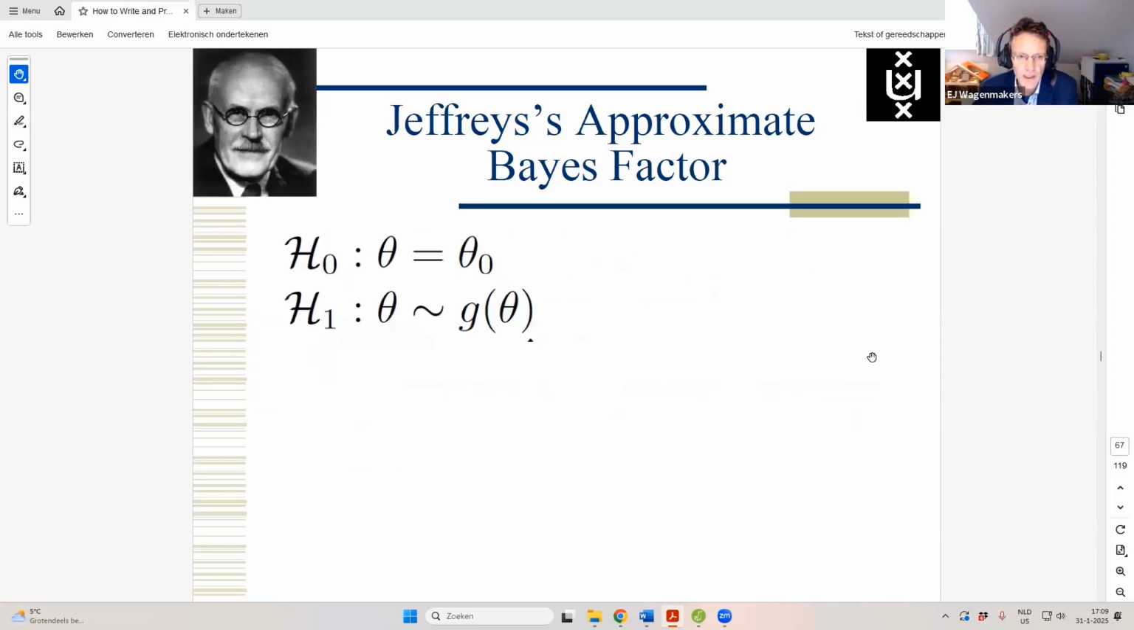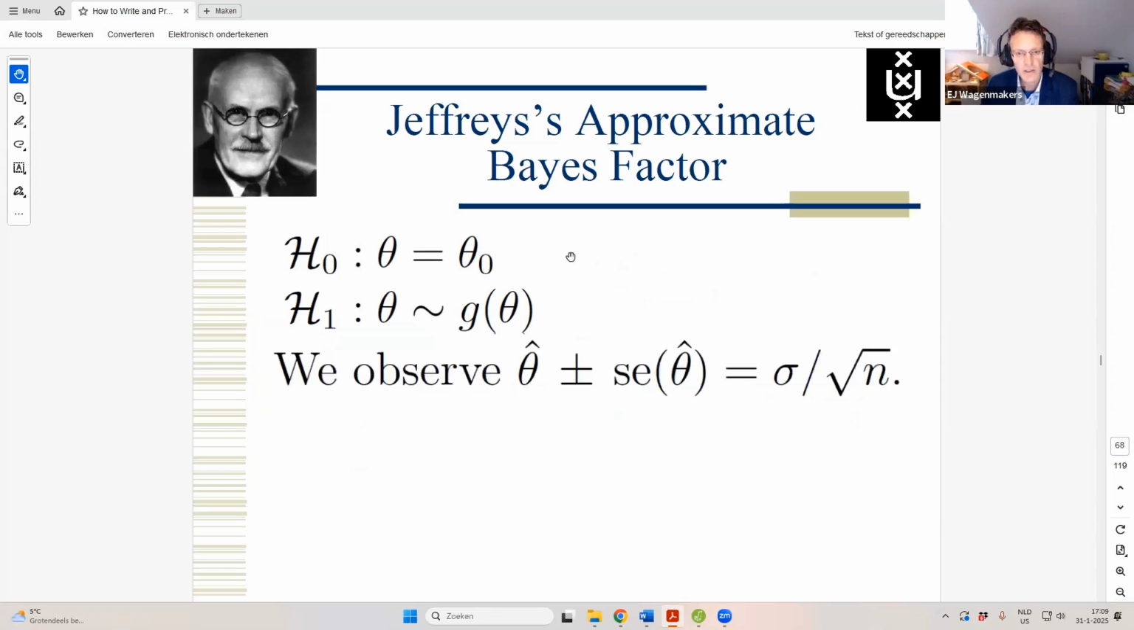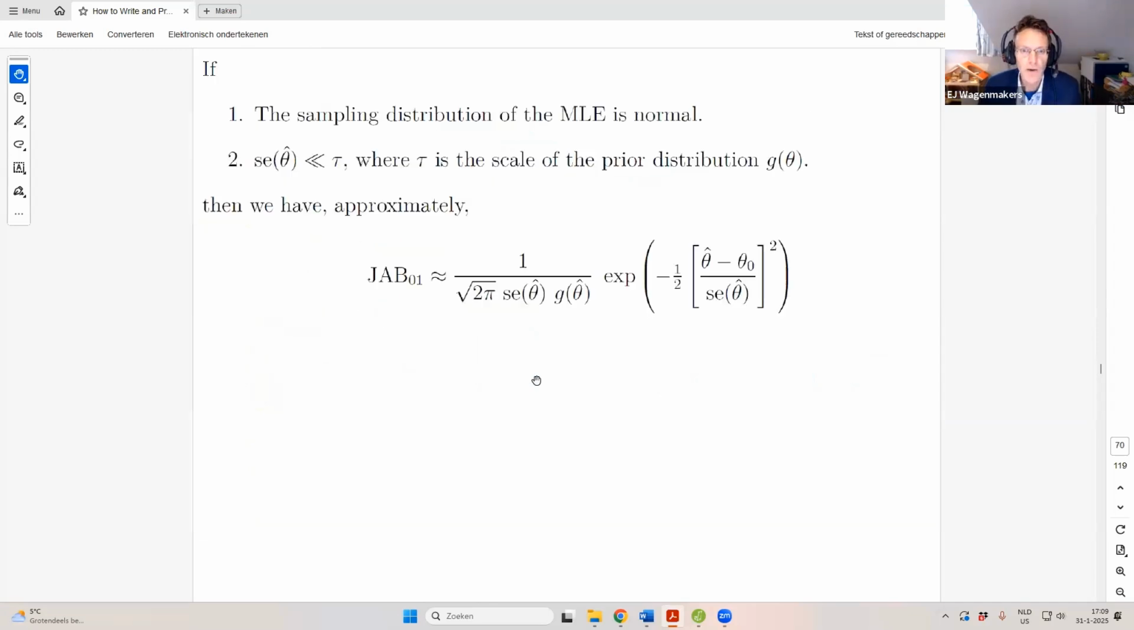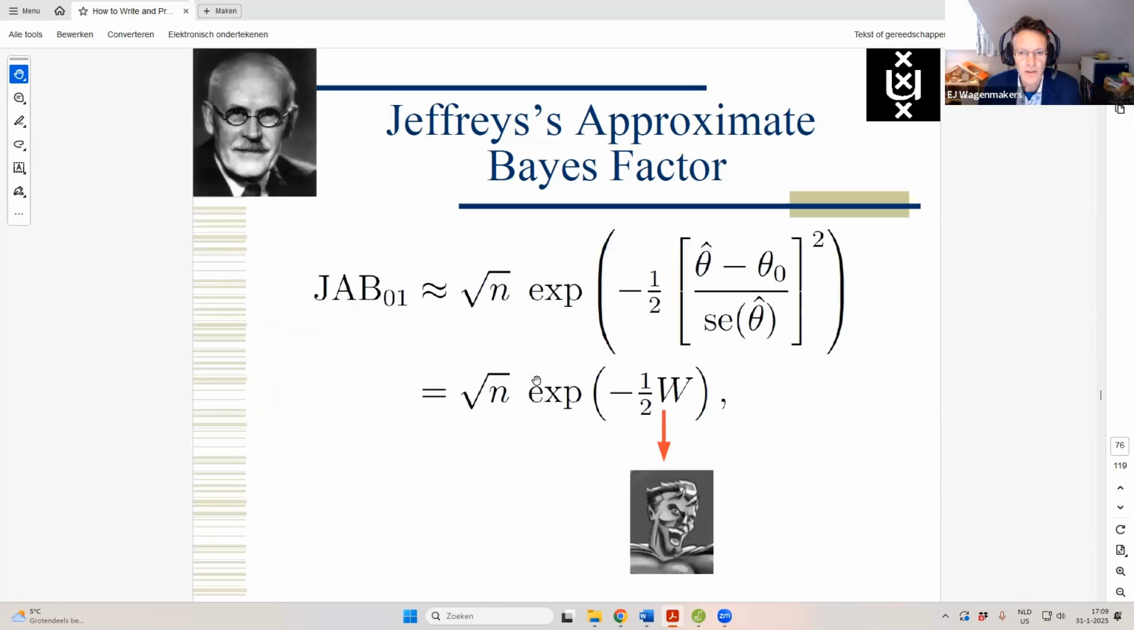So what he did is he had a null hypothesis that says the parameter has some specific null value, and the alternative hypothesis assigns that parameter a prior distribution. And then he didn't condition on the data, but he conditioned on the maximum likelihood estimator, right? So that's kind of similar to what we did before. We conditioned on the p-value. How diagnostic is the p-value? And Jeffreys basically asks, how diagnostic is the maximum likelihood estimator? Anyway, I move on now. I'm going to skip all of this and get you to the result. Okay, and so this is basically the result.